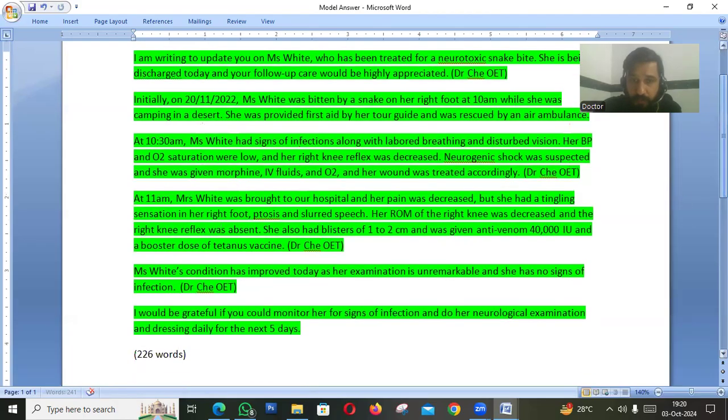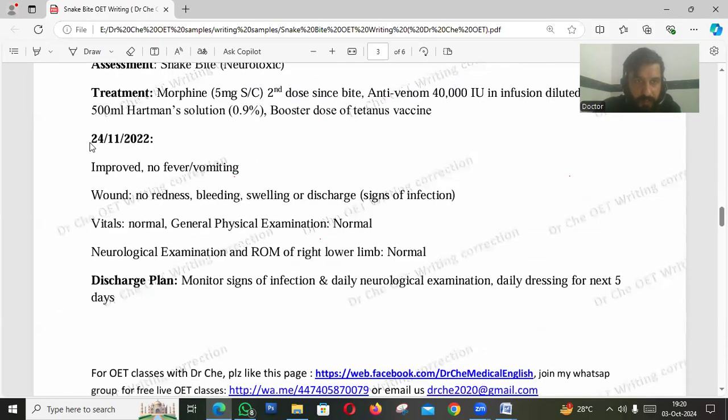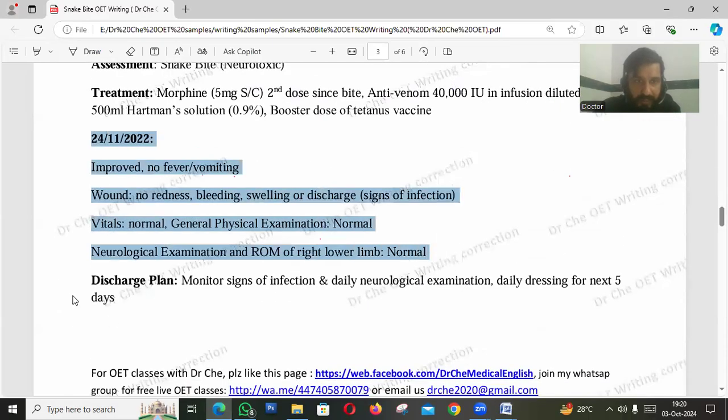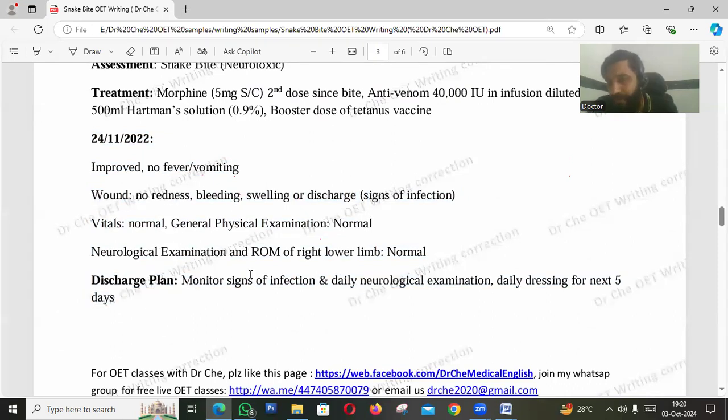Now you have two things. You are going to write the conclusion, and you're going to write today's visit. This is your today's visit, the 24th, and this is your discharge plan. Sometimes we write the discharge plan before the conclusion also, or we write a separate conclusion. But what I have done is write the conclusion together with the discharge plan, and I have written today's visit. You can write another way also. So it's very easy.